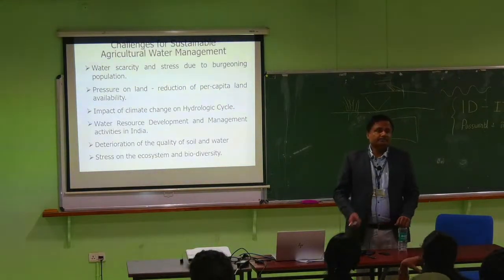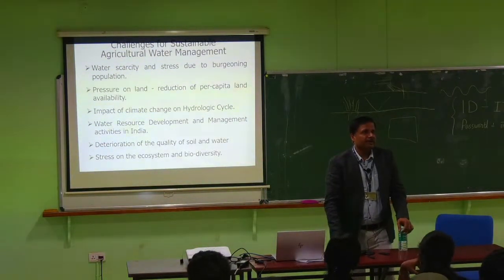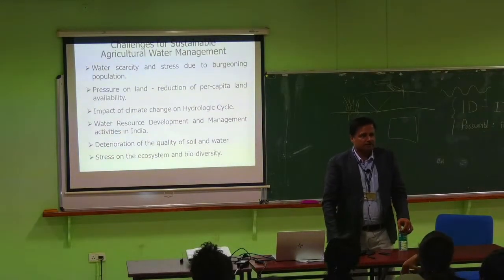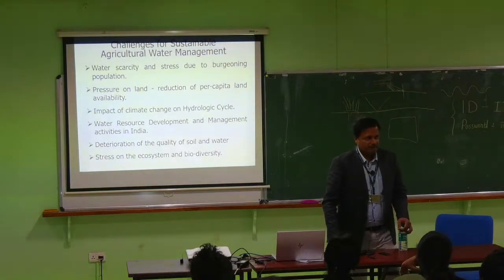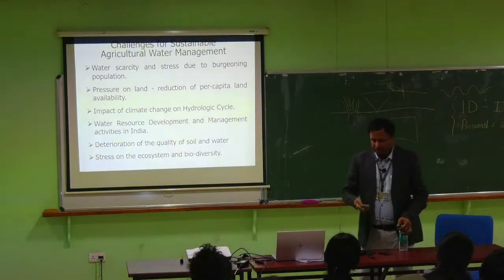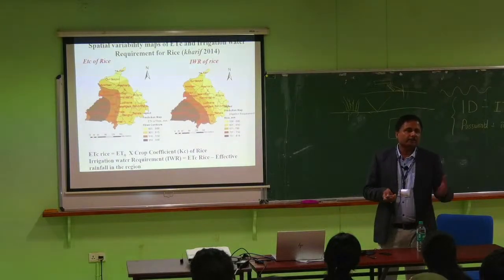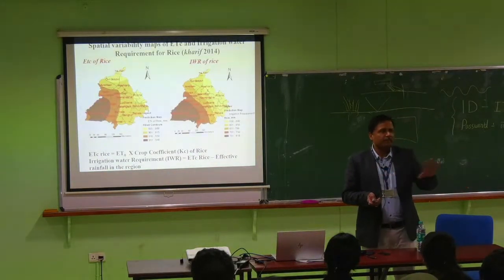And the quality of the soil and water resources are declining. So we have to be very much careful about applying the fertilizer, herbicides and other things so that we can have a sustainable agriculture. I mentioned about what is sustainable agriculture in the beginning. And then these are the variability maps you can have for the groundwater table variation. You can have for the rainfall variability.